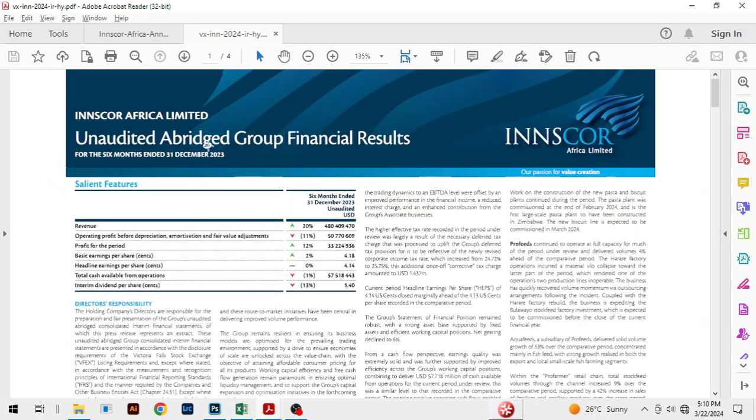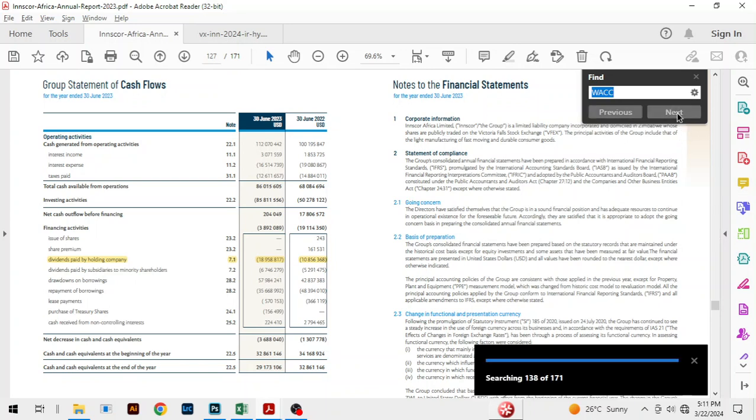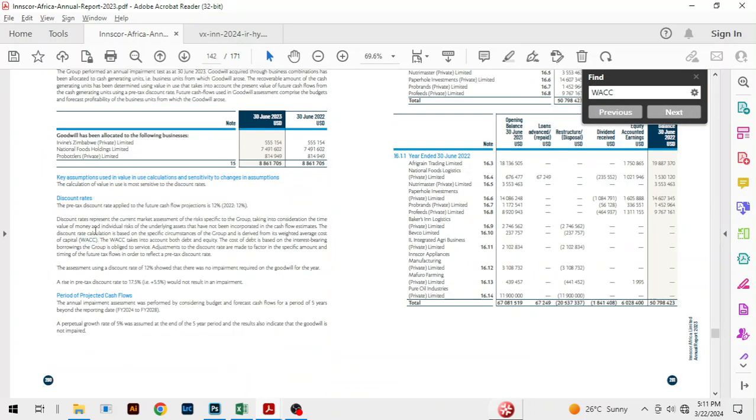So here, if I go back to this financial statement and I do a quick word search for WACC, we will get to discount rates here. It's saying the pre-tax discount rate applied to future cash flows was 12% and a perpetual growth rate of 5%. So that's where I got these ones. They are saying that the forecast of cash flows was done from 2024 for the next 5 years.